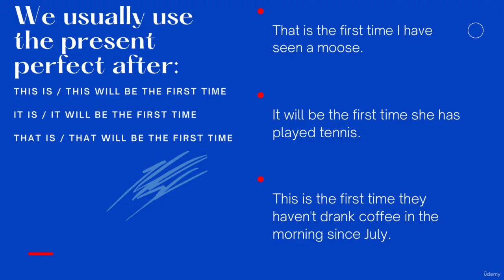The next advanced rule. We usually use the present perfect after this is, it is, or that is. This will be the first time, it will be the first time, or that will be the first time. Here's some examples. That is the first time I have seen a moose. It will be the first time she has played tennis. This is the first time they haven't drank coffee in the morning since July.